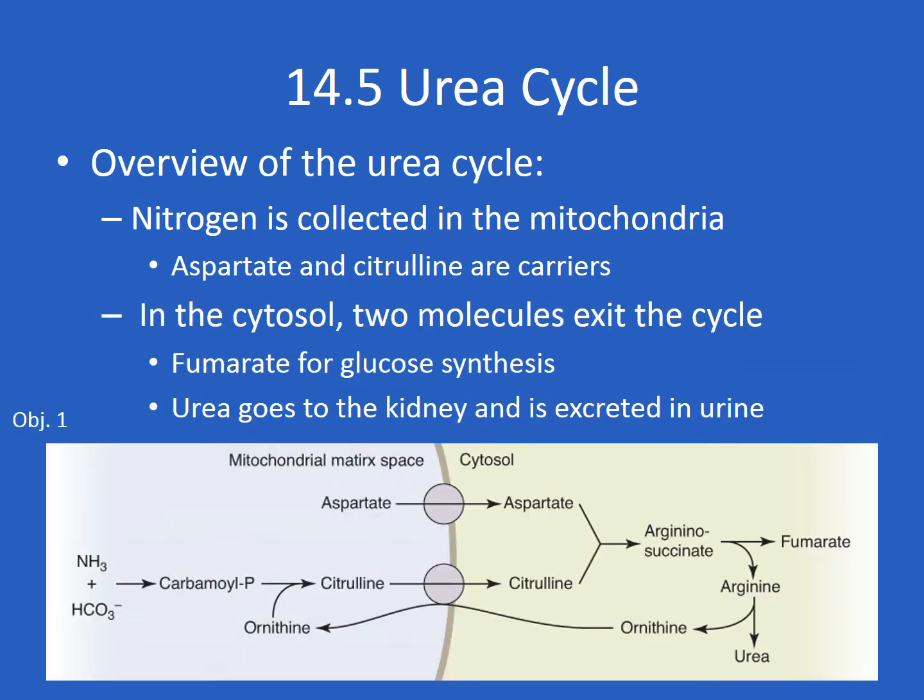Alright, so here's sort of the figure we're going to use for the overall pathway. So on the left is the mitochondria, and on the right is outside the mitochondria in the cytosol. So we've already established that aspartate and citrulline are the carriers to move the nitrogen within the mitochondria out to the cytosol. So you can see those right here, aspartate and citrulline. But in the cytosol, the products of the cycle, there's going to be two of them. First, fumarate, right here, which gets used to make glucose, gluconeogenesis. And finally, excess urea, which will eventually go to the kidney and be excreted in urine.